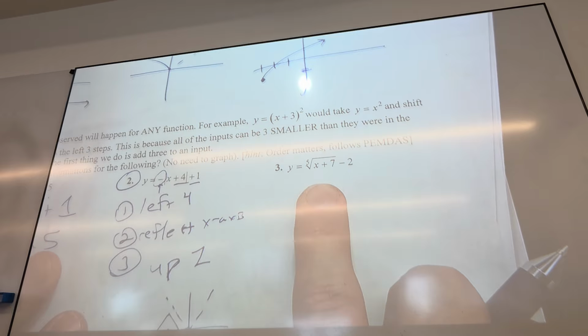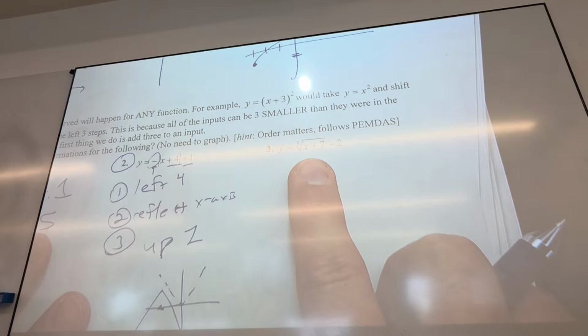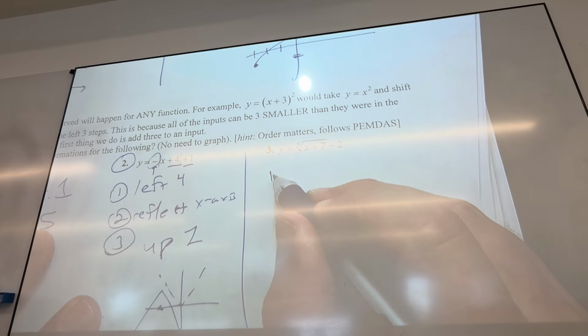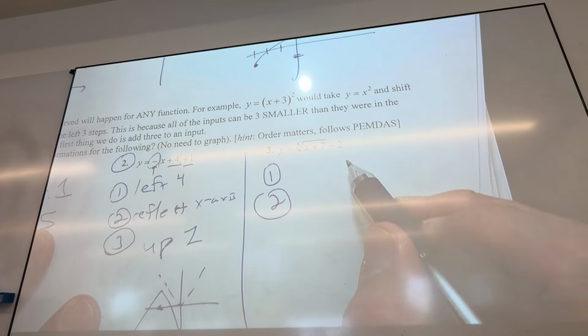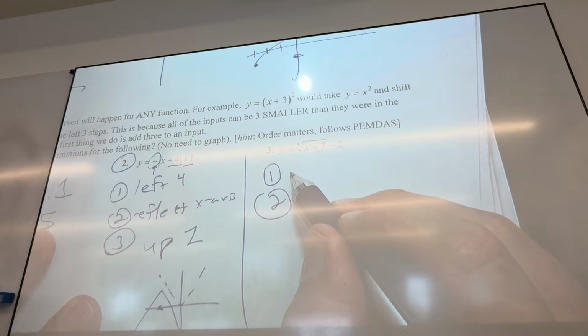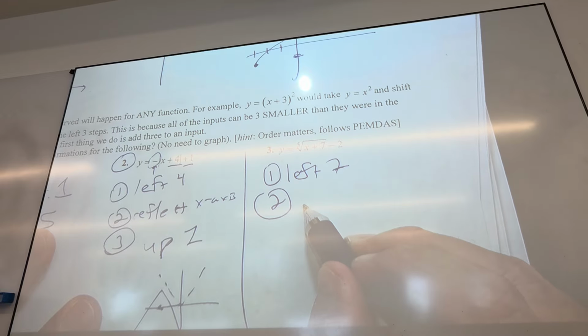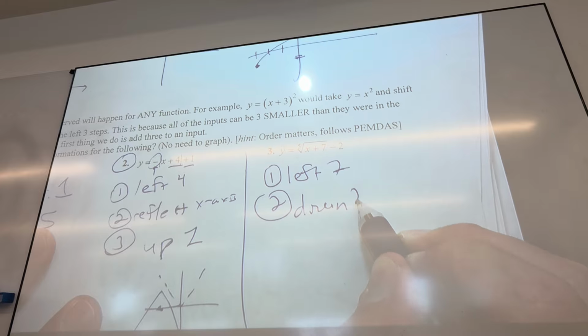What about this guy? How many shifts do you see? How many? 2, good. What are they? What's the first one? Left 7, and then down 2. So whatever fifth root looks like.